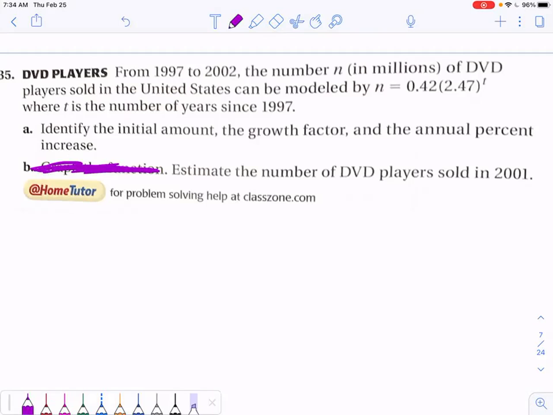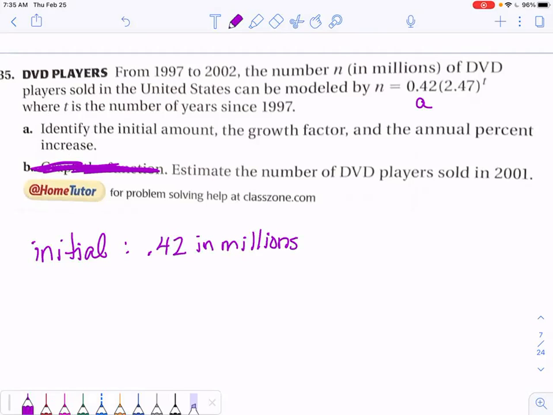So let's first identify the initial amount. Jaden, what is the initial amount? Yeah, so 0.42, that first number is our A, and that represents the initial amount. And that's in millions. So Jaden, if I wanted to find out what that number was, if I said 0.42 in millions, what could I do to get that actual number?